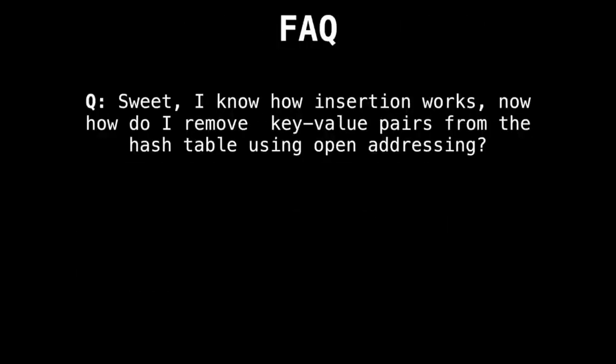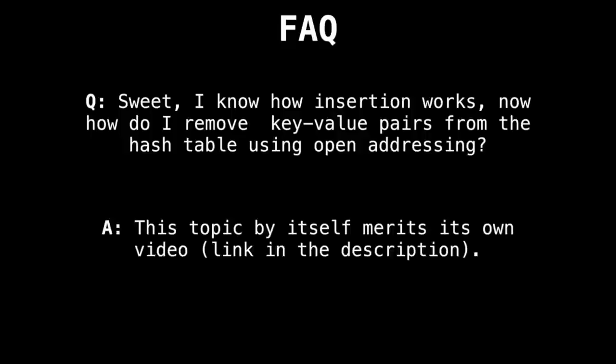So here's a frequently asked question. Sweet, I know how insertion works. Now how do I remove key value pairs from the hash table using open addressing? And my answer to this is that this topic is going to merit its own video, and we're going to do it after we see all the other open addressing techniques, because it's actually non-trivial.